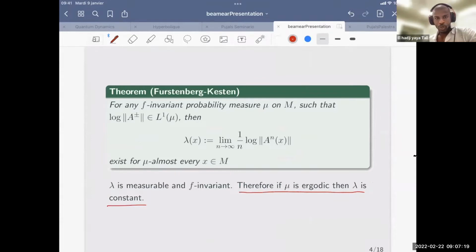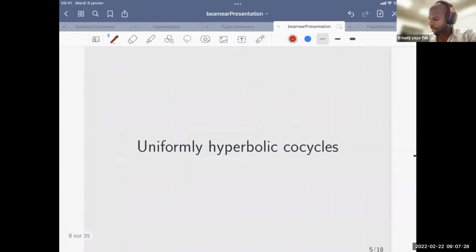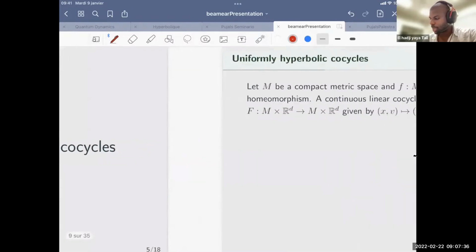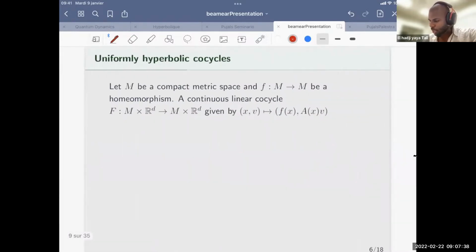Okay, so next I will try to introduce a nice class of cocycles that are widely studied and very well understood, called uniformly hyperbolic cocycles. Luciana also mentioned uniformly hyperbolic cocycles in her talk. It was very clear. So here we start with a compact metric space M and a homeomorphism F on M.